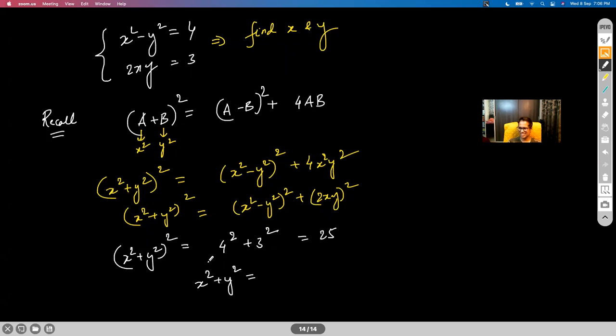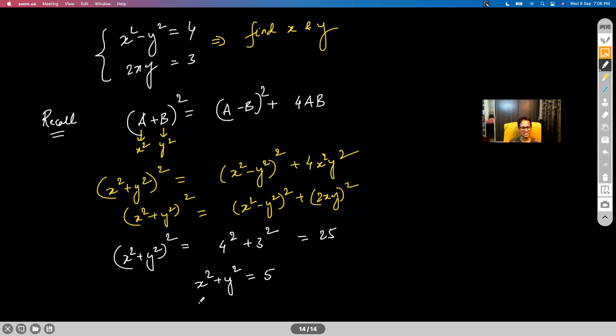Can somebody write this down on the chat box? What is x² + y² value if (x² + y²)² is 25? Simple question. LKG level. Montessori level question. Arundhati, correct. It's just 5. Don't say plus minus 5. Why not minus 5? How can square of two real numbers give you minus 5? It can never happen. Remember x and y that you are using in your expression are ultimately real numbers. Square of two real numbers cannot give you negative 5.